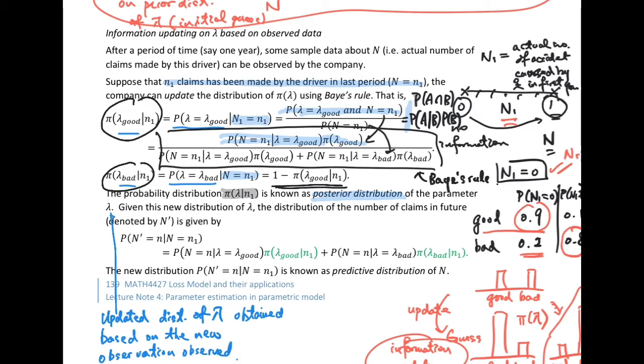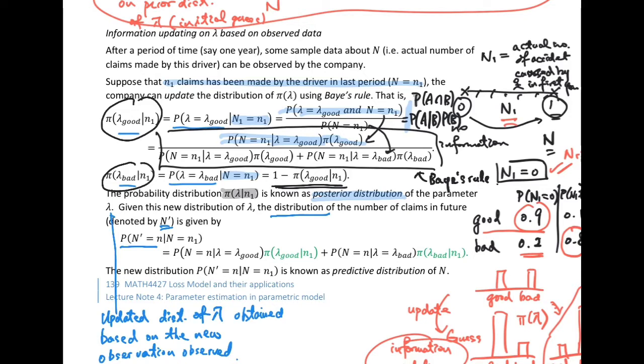Okay, so then this is the posterior distribution. Now, given this new posterior distribution, you can try to make a new prediction on the distribution of your N. Given this new distribution of the lambda, you can now get the new distribution of the number of claims. Let's call it N prime, or maybe just N if you like.